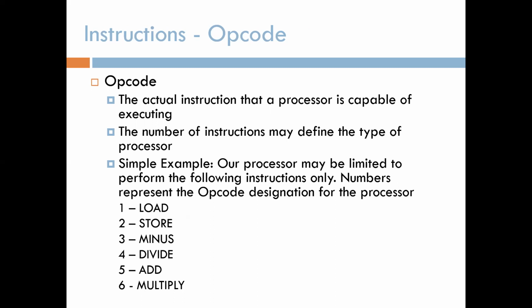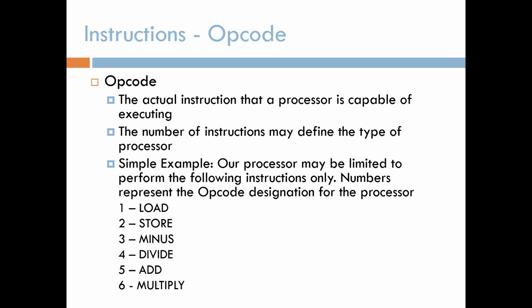Simple example: our processor may be limited to perform the following instructions only. The numbers there, 1 to 6, represent the actual opcode designation of the processor. So let's say our processor can only do 6 things, and these things are load, store, minus, divide, add, and multiply. Very basic, and that's all that we could do. In fact, you could probably program an FPGA to do that right now. And this is the main part of our processor.